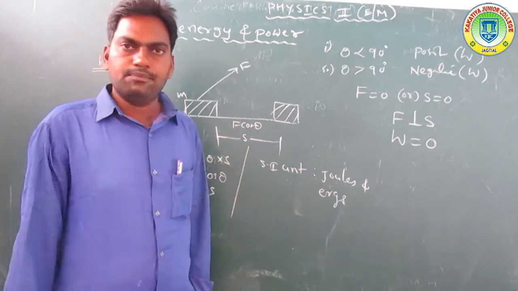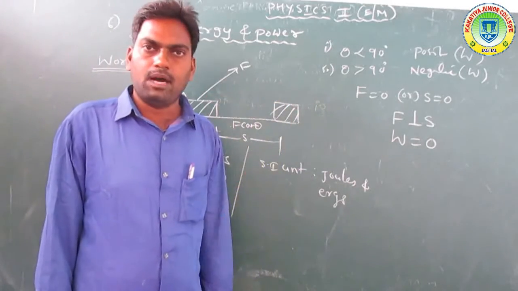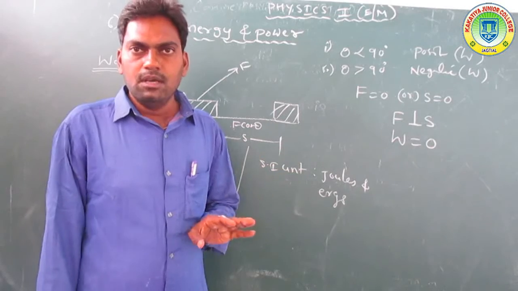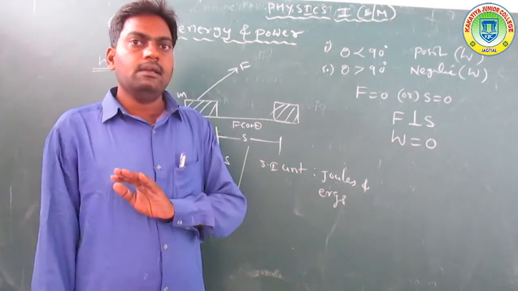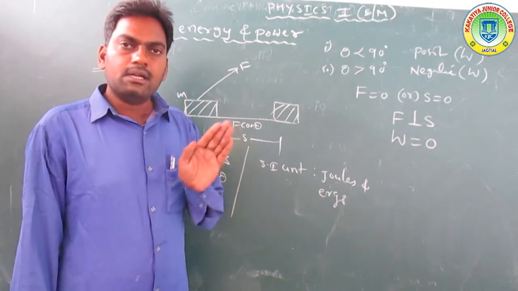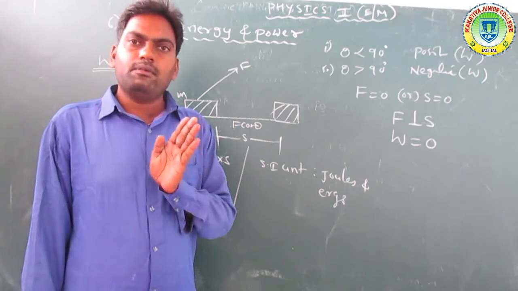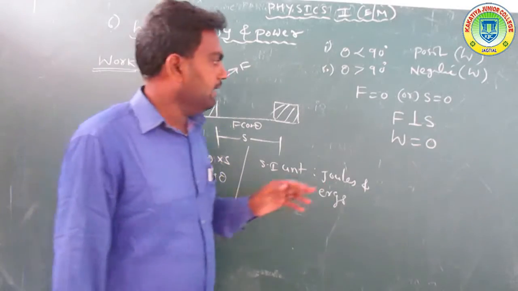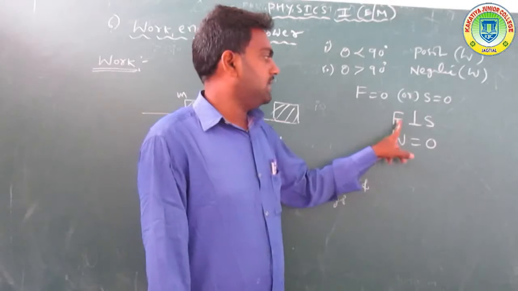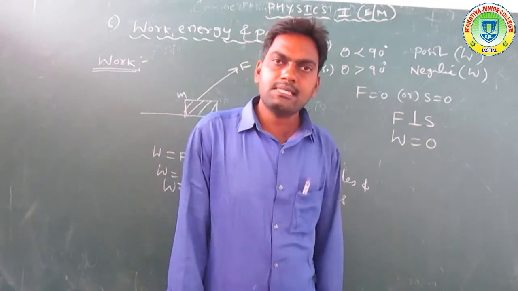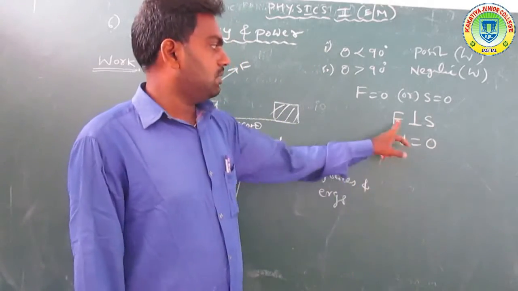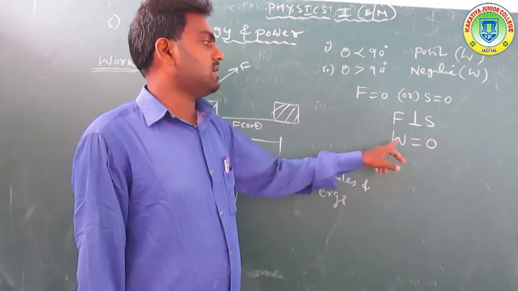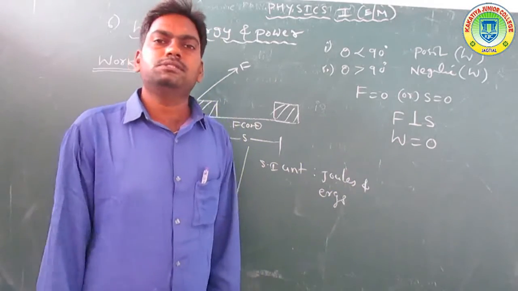So if some more force is applied on the wall, the wall is not moved, so the energy will be lost, but work done is 0. In another case, if F is perpendicular to S, in that case also work done is 0.